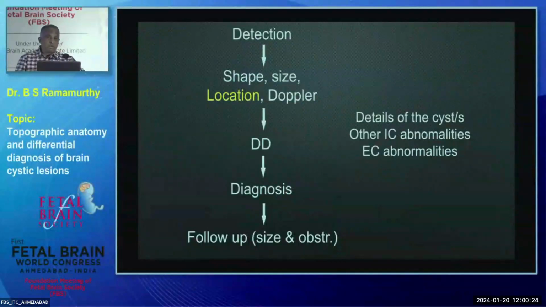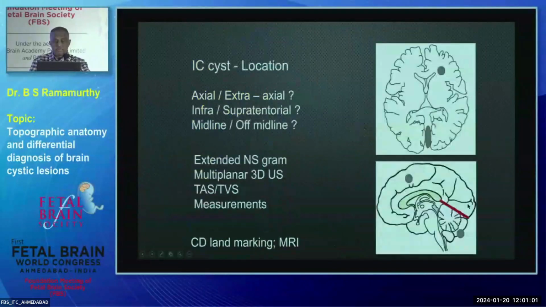Now, once you've detected the presence of a lesion, you need to look at the shape, size, location, and Doppler. I've highlighted location because it is extremely important: if you answer in which plane or in which structure the cyst lies, you've literally got your diagnosis. So location is the watchword here. From the location, you get into a differential diagnosis, narrow down to a diagnosis, and then you're ready to follow up in terms of size and possible obstructive sequelae. You also need to look at other intracranial abnormalities and at extracranial abnormalities.